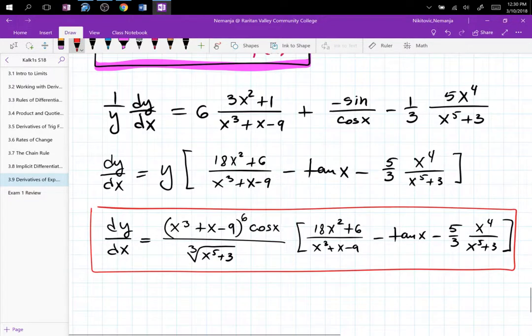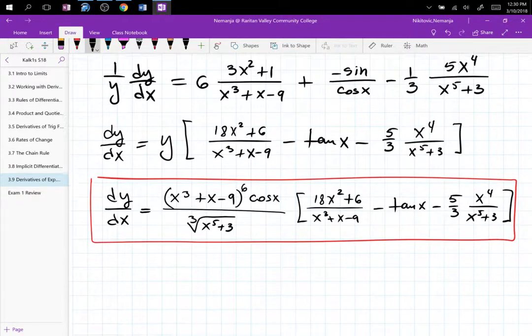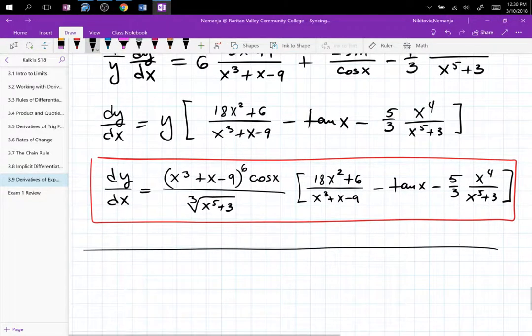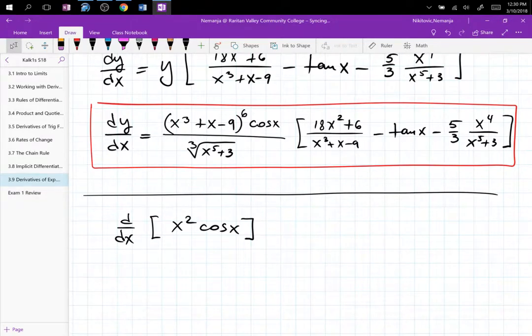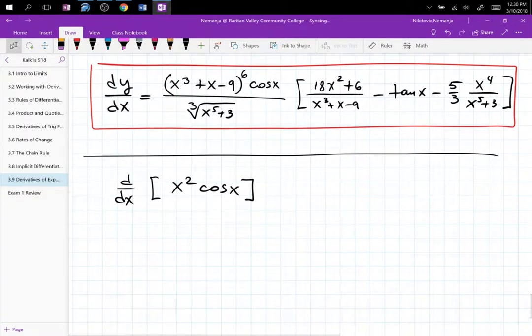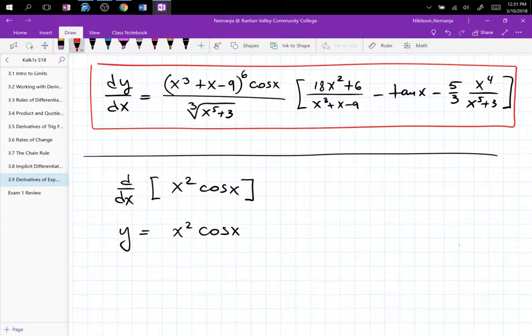That's the answer. Now let's do a much simpler problem. Something that we enjoyed earlier in the course. So let's say, what was the derivative of, as we were learning, let's say product rule, x squared cosine x? As simple as that. You can write out the answer immediately, but let's practice the steps in between. So first step is y equals x squared cosine x, and then we ln both sides.